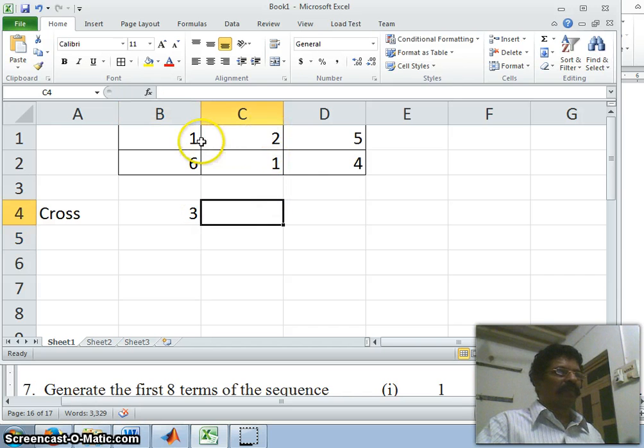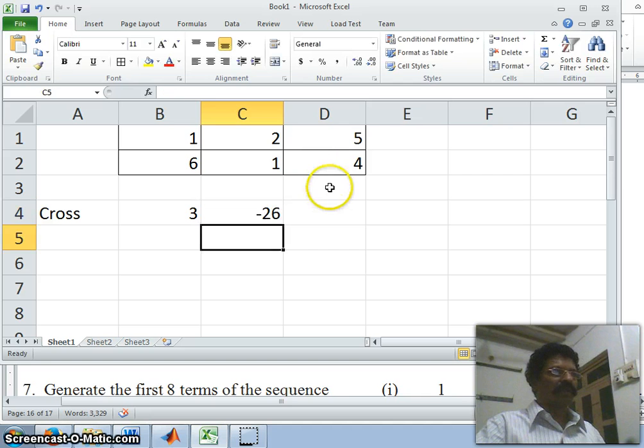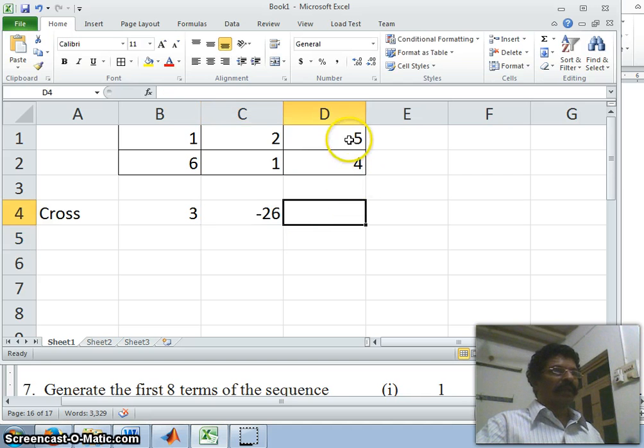For the next term, I multiply 1 into 4, which is 4, minus 6 into 5, which is 30. Therefore, this is equal to minus 26. Now, for this term, I multiply 1 into 1 minus 2 into 6, which is 12. 1 minus 12 is equal to minus 11. Right. So, this is the cross product.